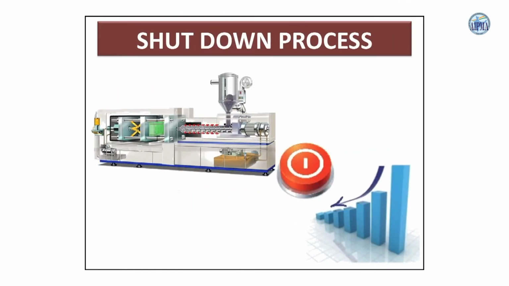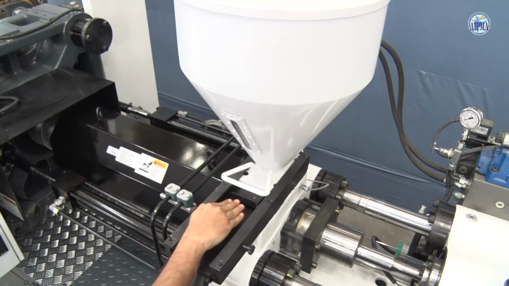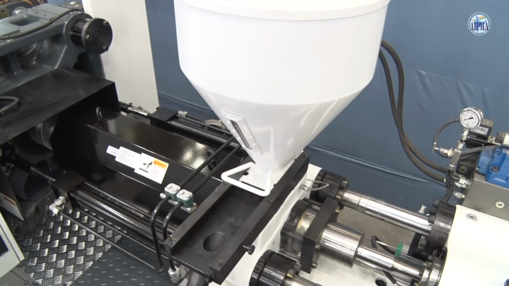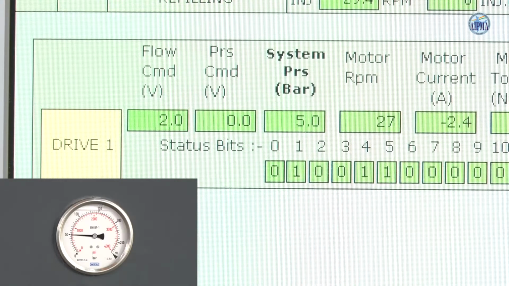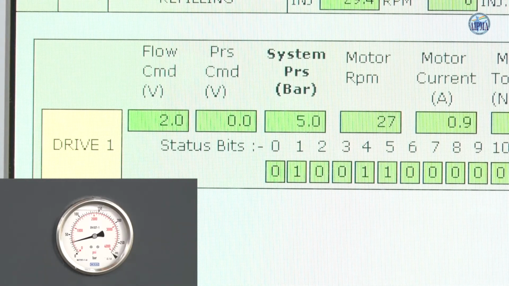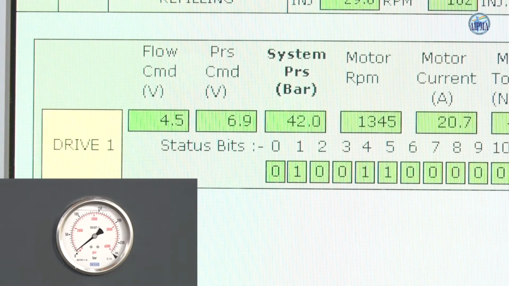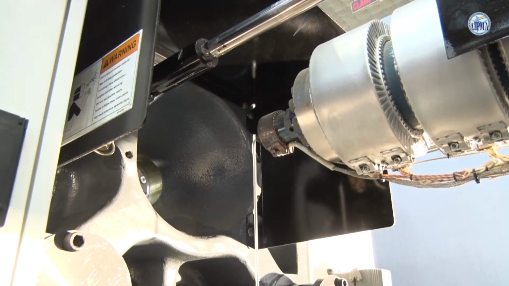Shutdown process. Close the hopper slide and stop the flow of material into the feed throat of the equipment. On an extruder, you will notice that the drive load will start to decline. For the injection molding process, several air shots can be performed. With engineering plastics, purge out material before shutdown.